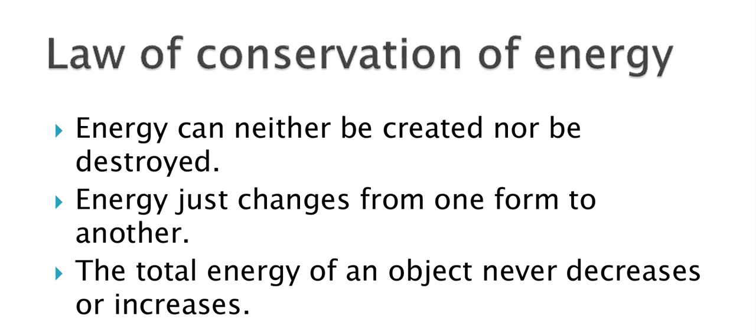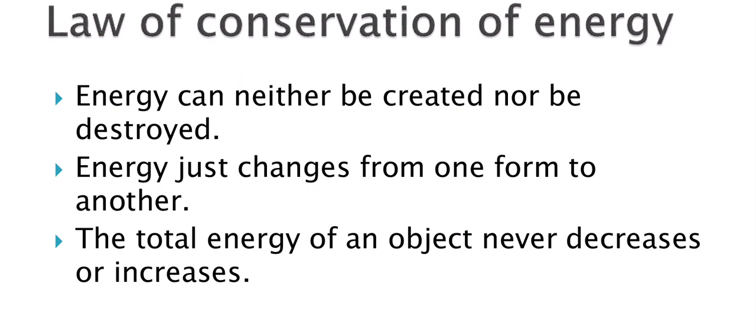So when you switch on that bulb, at that time electrical energy converts into light energy and you are getting the light. So it only changes from one form to another. The total energy of an object never increases or decreases, and it remains the same. So this is the law of conservation of energy. This you have to remember: energy can neither be created nor destroyed, but it just changes from one form to another, and the total energy of an object never decreases or increases.